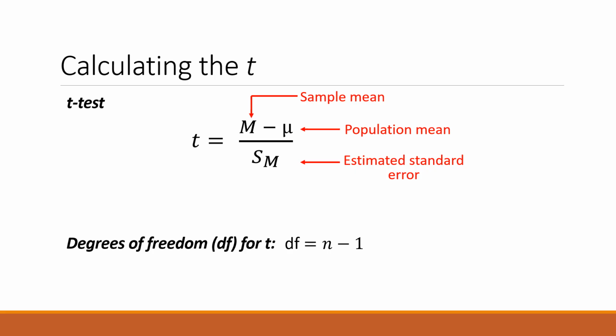So if you have 20 participants, the degrees of freedom is 19. By subtracting 1, we are correcting for using a sample. Again, we're just providing some wiggle room because there's likely some error between the sample and the population. Keep these calculations in mind, we'll come back to them.